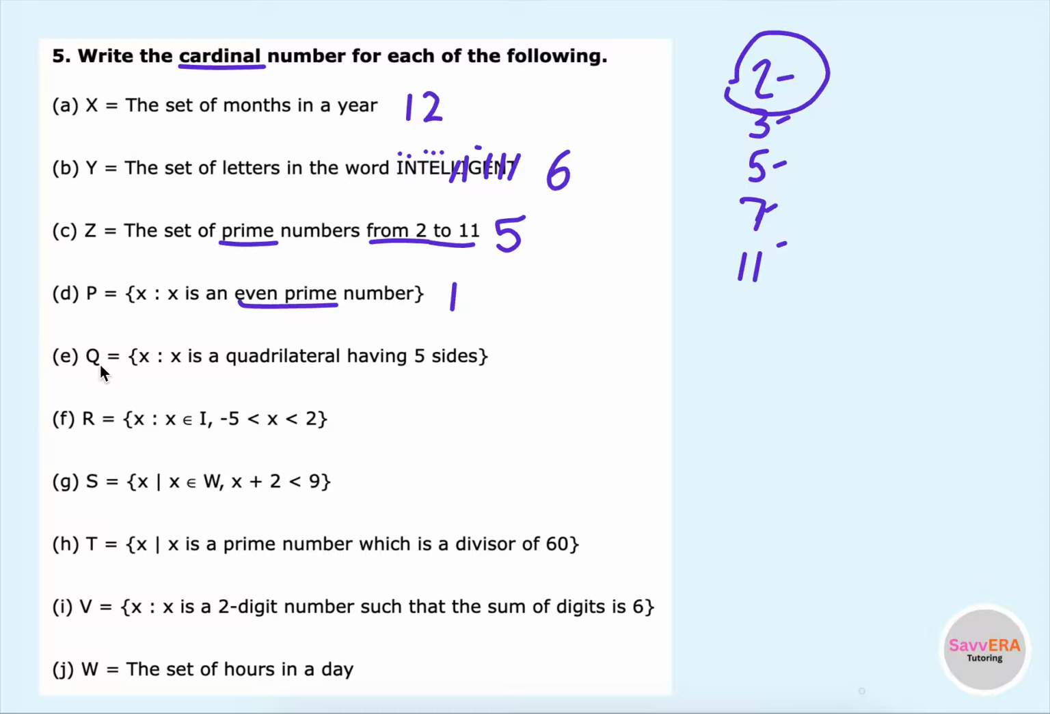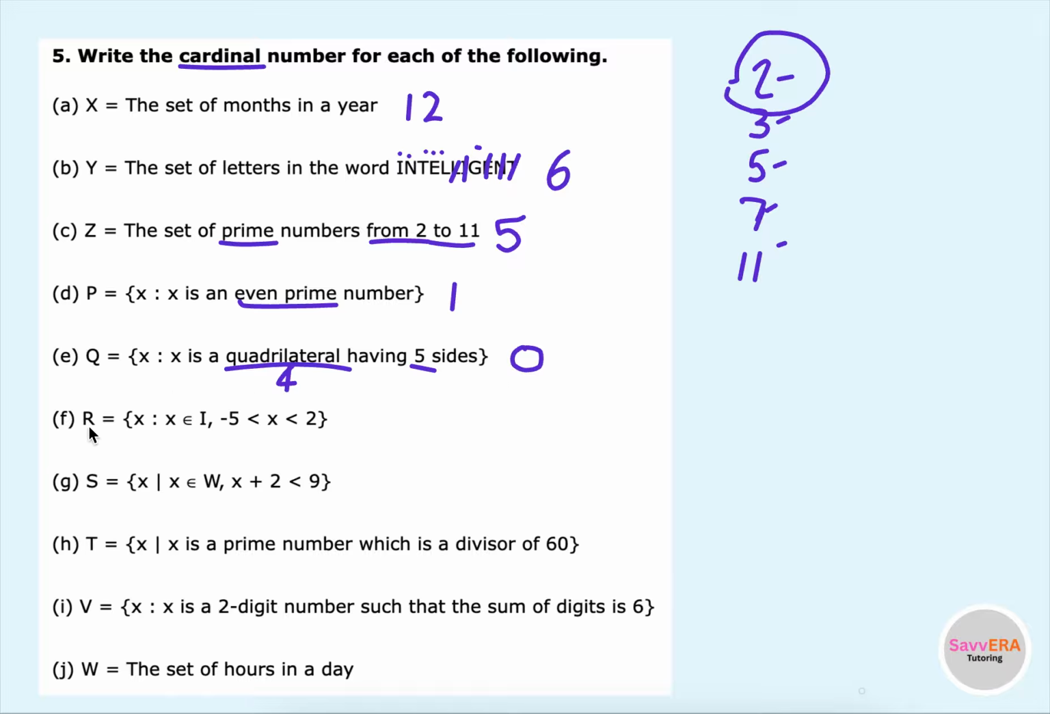Next one, it says set Q contains X such that X is a quadrilateral having 5 sides. So if it's quad, that means it's 4-sided. But it says having 5 sides. Well, it cannot have 5 sides. So therefore, it'll be 0. Because quad means 4, but it's saying that it has 5 sides. So there's no such thing. So it'll be 0.